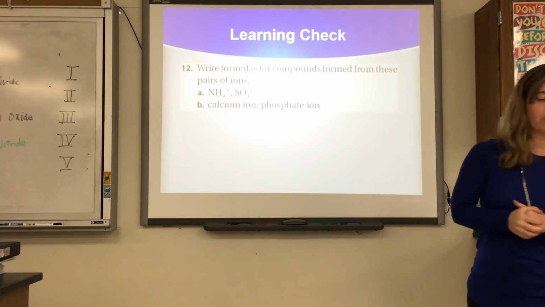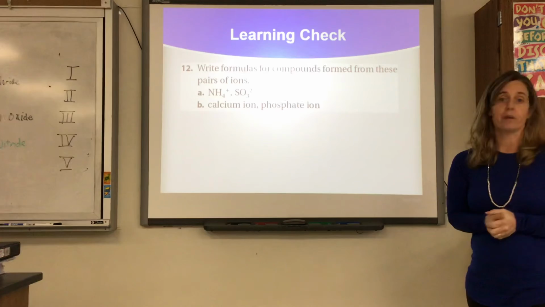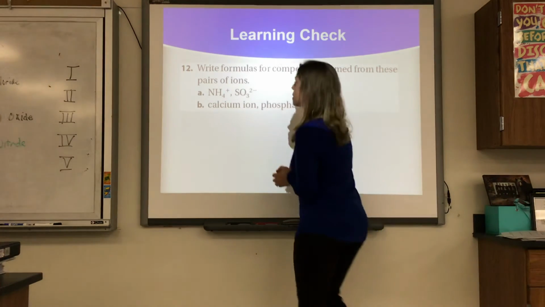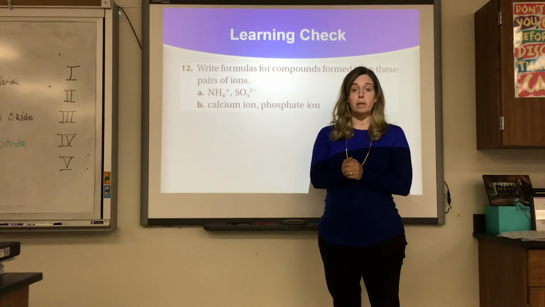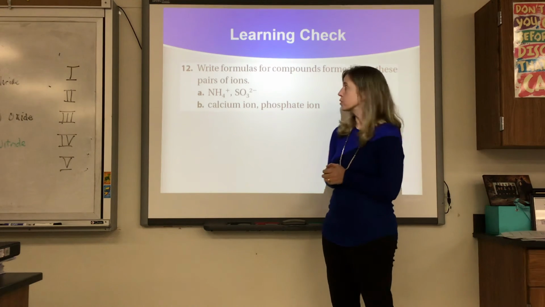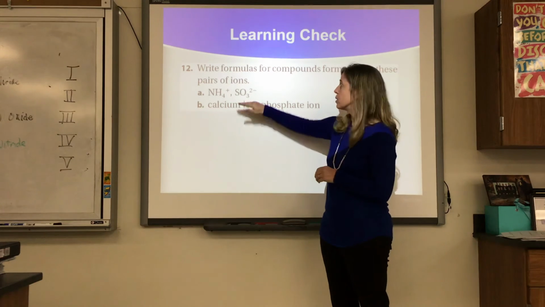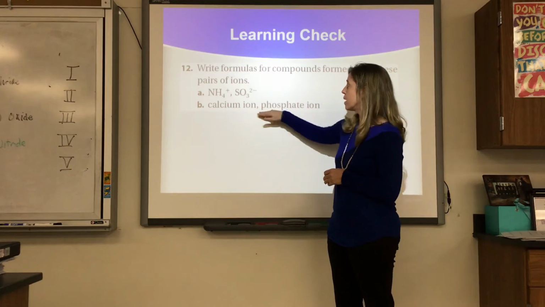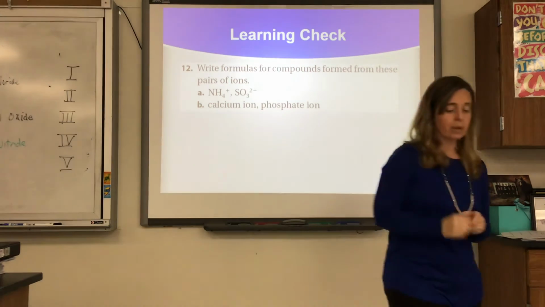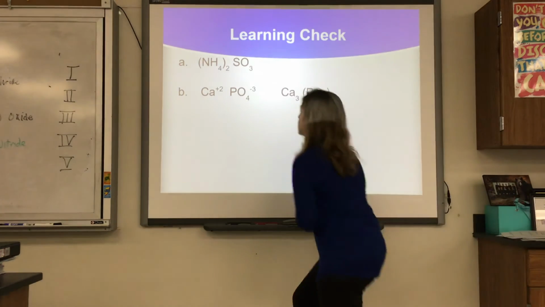All right, the next one: write the formulas for the compounds formed from these pairs of ions. I wanted to throw this in here because this is your only positive polyatomic ion, which is ammonium, okay? And it has a +1 charge. And then you have sulfite, which is a -2, okay? And then you have a calcium ion and a phosphate ion. So we're going to show you what these would look like in their formulas.